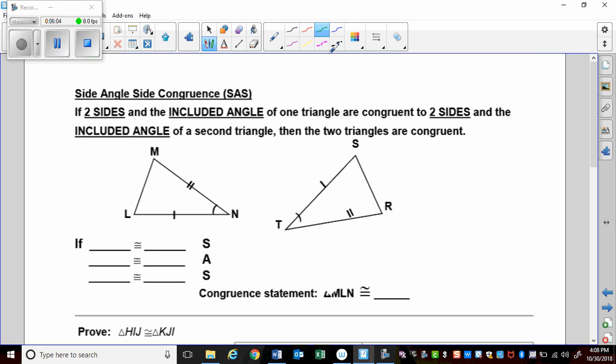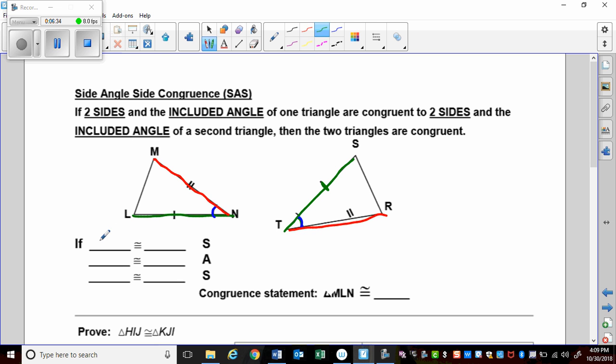Now let's look at side, angle, side. Let's look at this congruence. This little dash should be right here, and this little arc should be right here. Okay. So one dash, this side, is congruent to one dash, this side. The included angle N is congruent to the included angle T. And then that means the very next side, the one with two dashes, is congruent to the one with two dashes. Now let's write it in there.